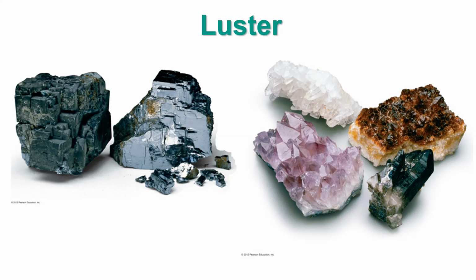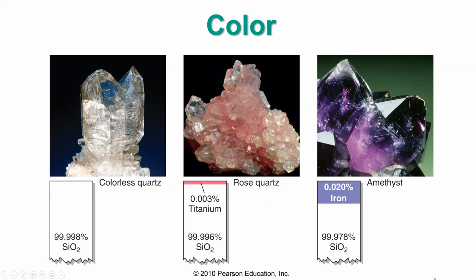Next property is going to be color. These are two of the most obvious that you're going to see. But I will tell you that whenever you start looking at color, this is one of the least reliable properties. The reason being is color is often caused by a different chemical that is present in the mineral itself.